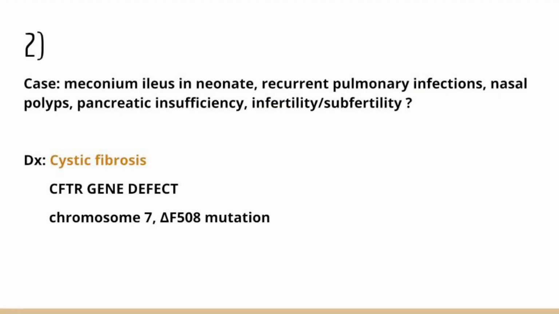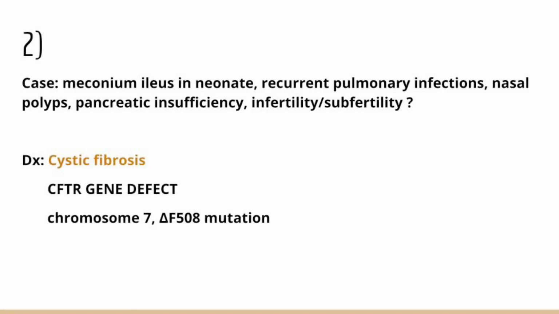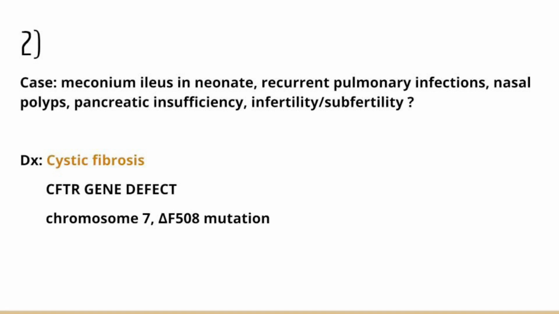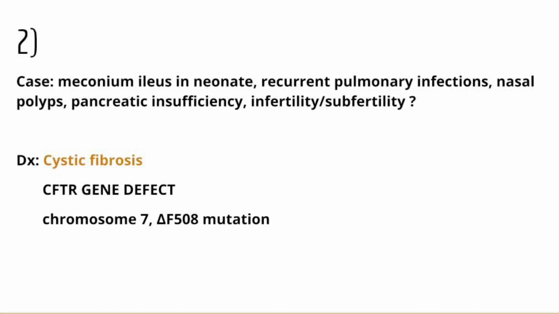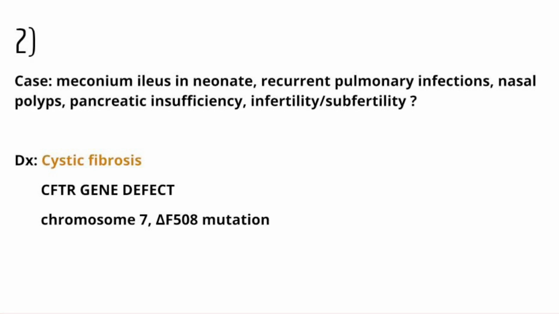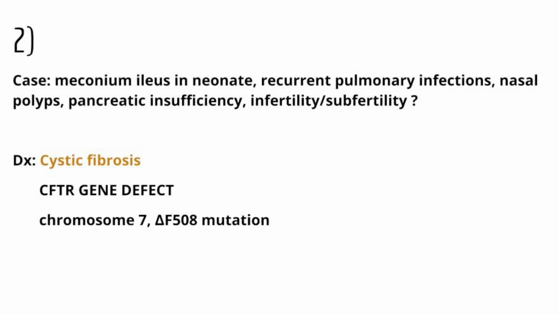Coming to the second case scenario, there is a neonate with meconium ileus, recurrent pulmonary infections, nasal polyps, pancreatic insufficiency, infertility or subfertility. By the end of your question, most of them will recognize that this is a case of cystic fibrosis. Cystic fibrosis is an autosomal recessive disorder. It is due to the defect in the CFTR gene, which is located on chromosome 7 at the location of delta F508.